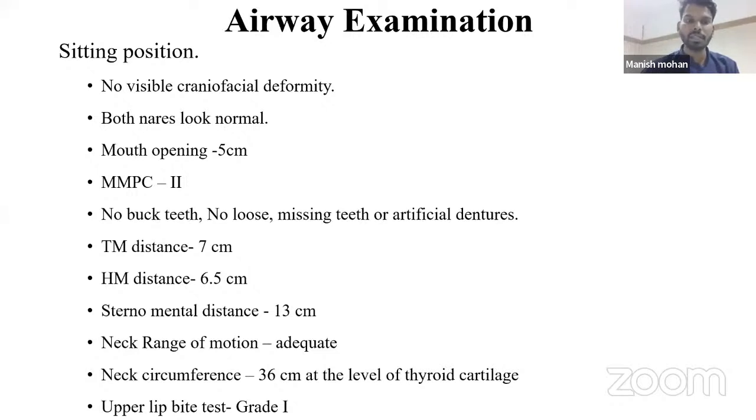Thyromental distance was 7 cm and hyomental distance was 6.5 cm. Sternomental distance was 13 cm. Neck movement was adequate. Neck circumference was 36 cm at the level of thyroid cartilage, and upper lip bite test was grade 1.